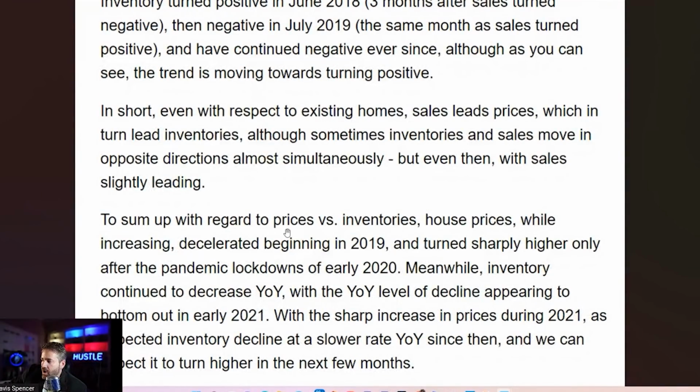To sum up with regard to prices versus inventories, house prices, while increasing, decelerated beginning in 2019 and turned sharply higher only after the pandemic lockdowns of early 2020. Meanwhile, inventory continued to decrease year over year, with the year-over-year level of decline appearing to bottom out in early 2021, with a sharp increase in prices during 2021. As expected, inventory declined at a slower rate year over year since then, and we can expect it to turn higher in the next few months.